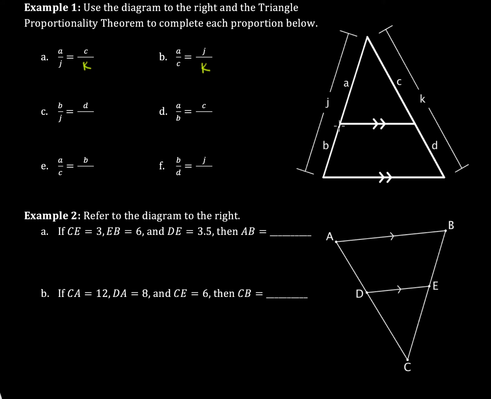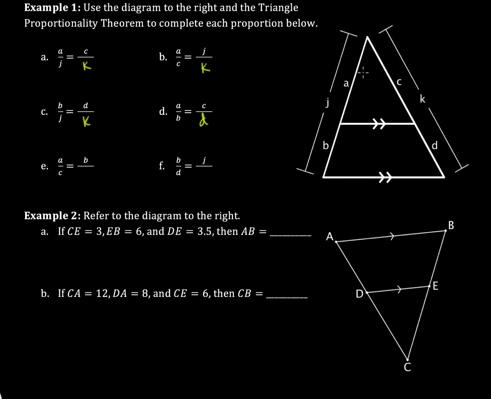Part C is B over J equals D over, well, this is K again. I didn't mean to do that with all these answers being K, but it's just the way it turned out. Then we have A over B equals C over, that would be a D, right? Top over bottom equals top over bottom.